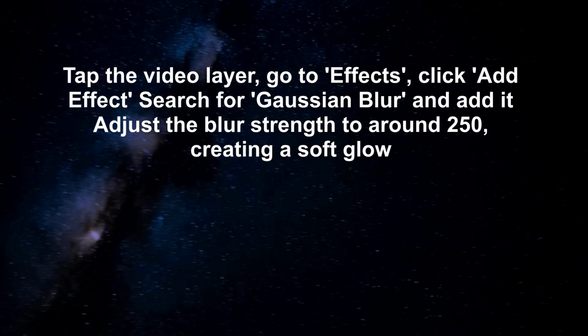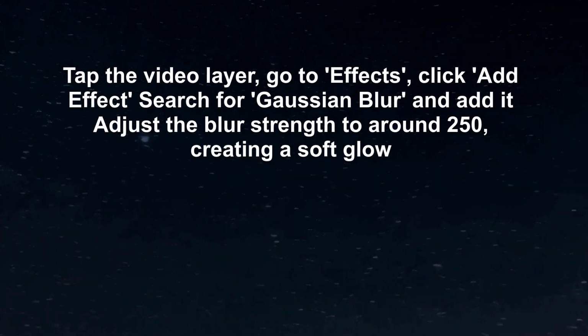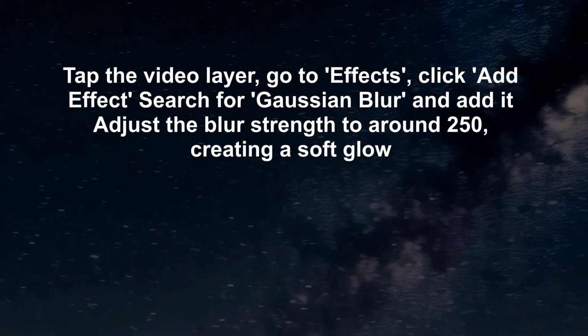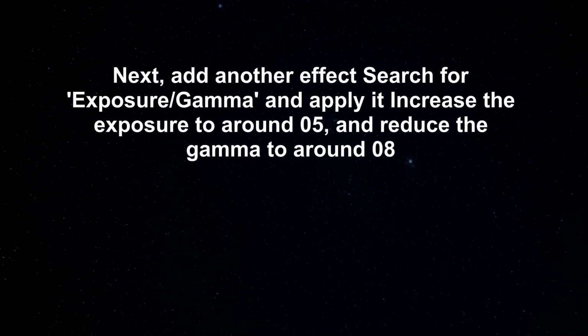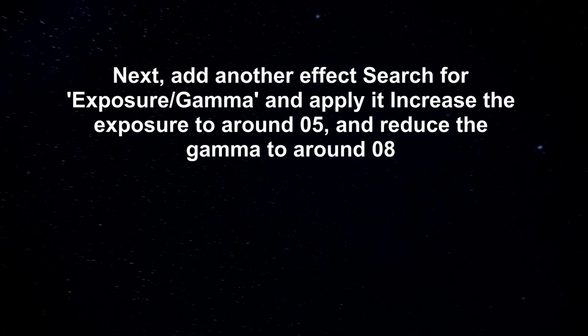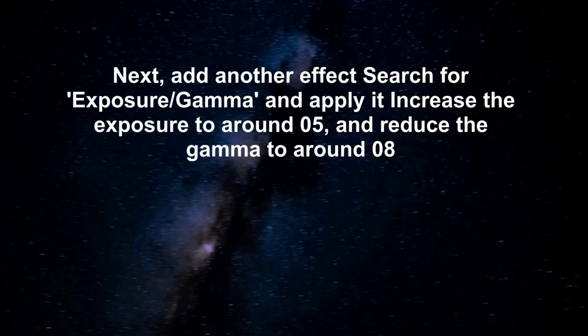Tap the video layer, go to Effects, click Add Effect, search for Gaussian Blur and adjust the blur strength to around 250, creating a soft glow. Next, add another effect, search for Exposure, Gamma and apply it. Increase the exposure to around 0.5 and reduce the gamma to around 0.8.